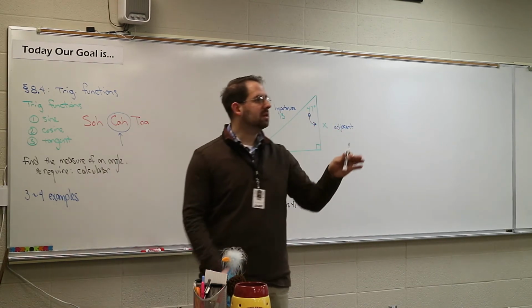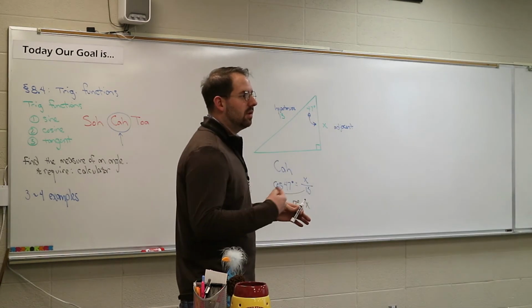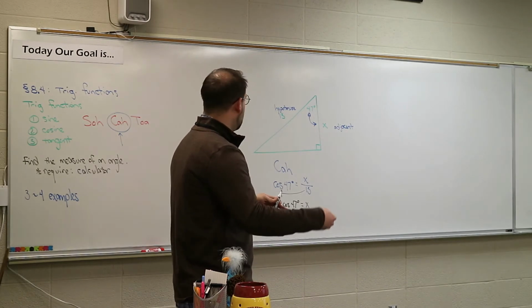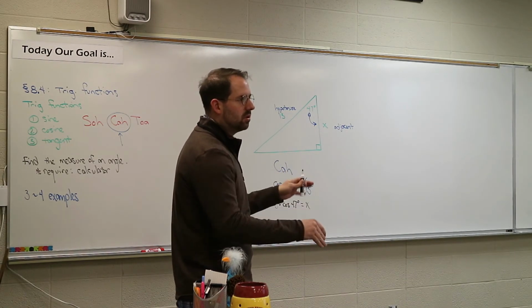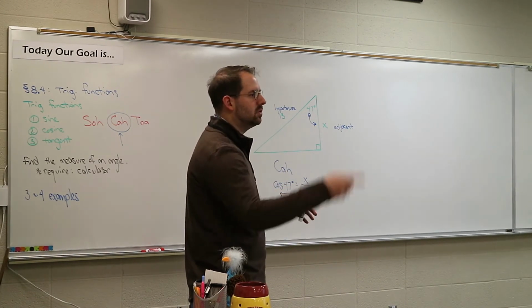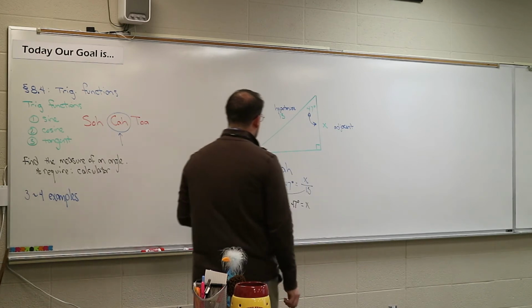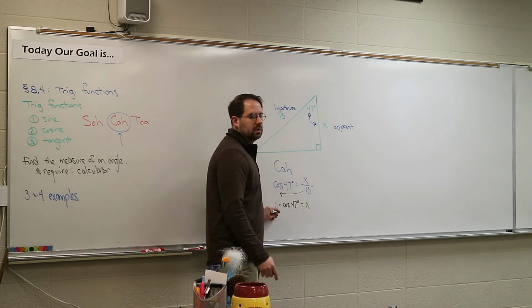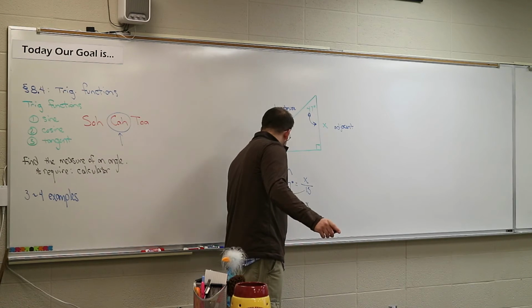Jade, you're going to have to type it in backwards. So you're going to have to type in the 47 first, hit the cosine button, so it'll give you a crazy decimal on your screen, and then take it times 13, because you have to go backwards on yours. Okay, but I need to know what that number is. 8.86.